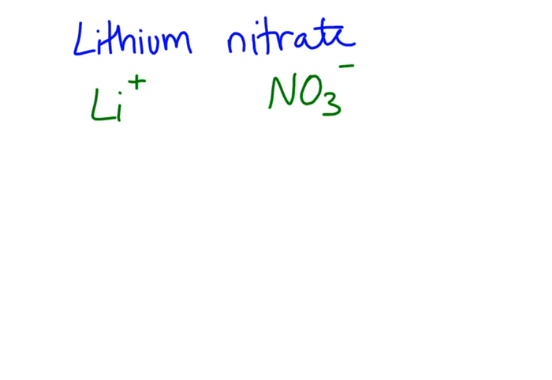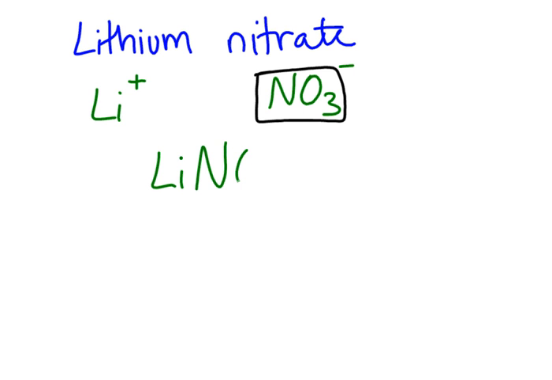Here's the important thing. You need to treat this whole thing as if it was one ion, or at least one substance, because that's how it behaves. It travels together, those four atoms in NO3 travel as one. So if I was to draw lithium nitrate, it would be Li, since it's the cation, then NO3. And that's lithium nitrate. Okay?